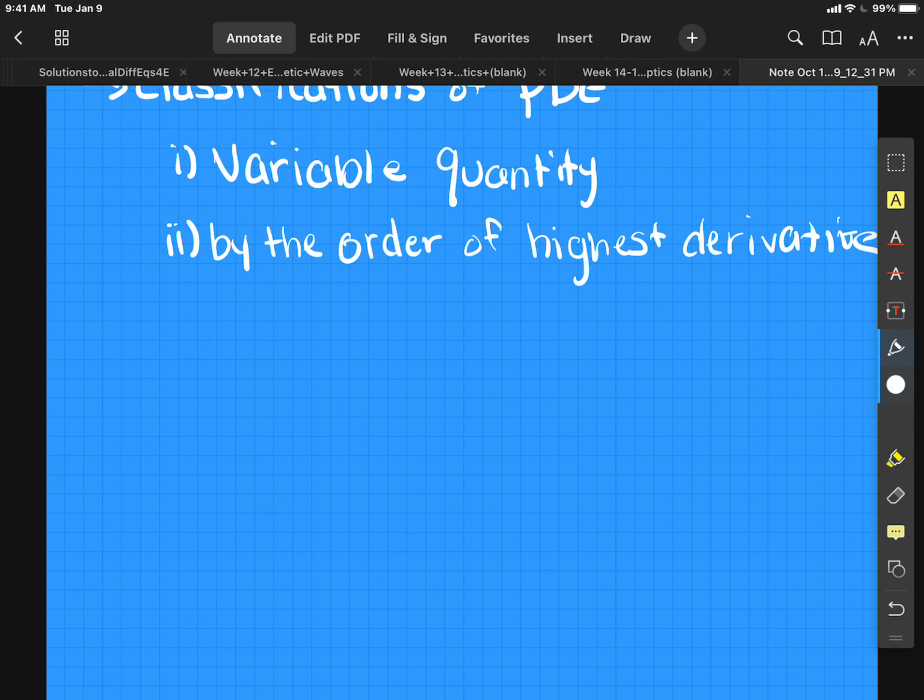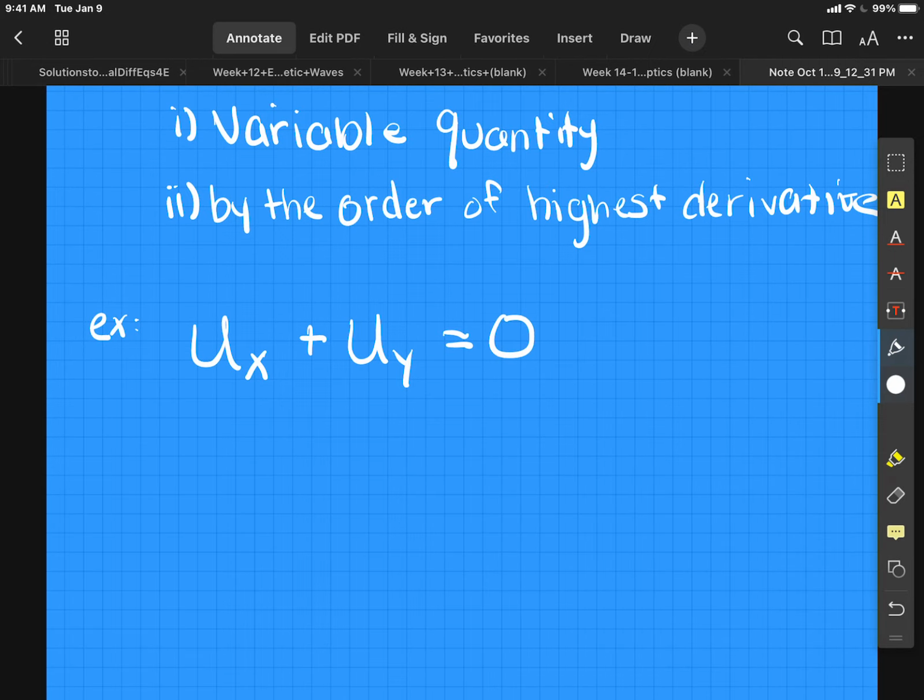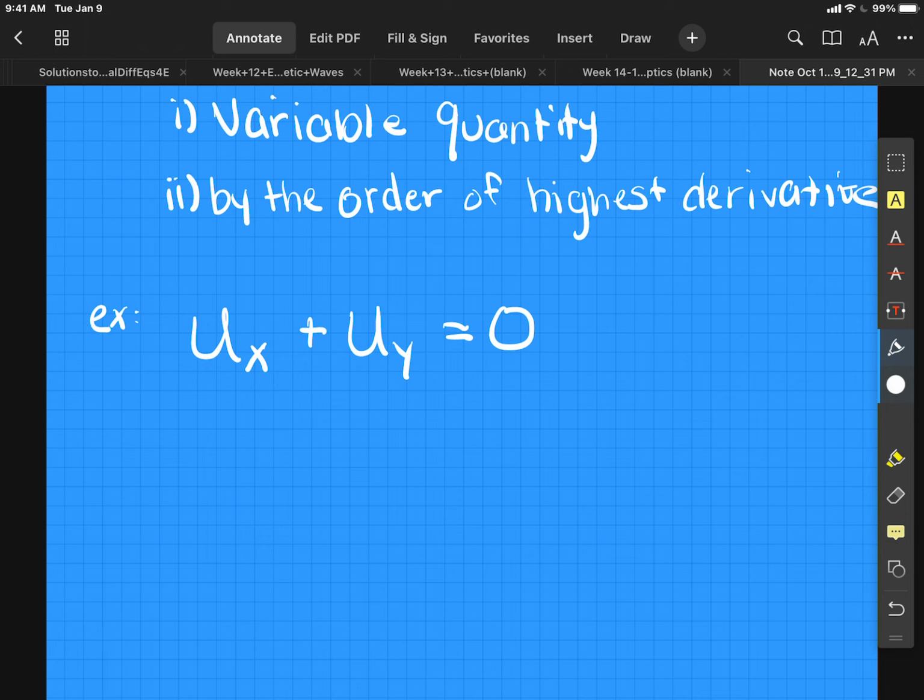For example, say I'm given, and I'll just write the example, say we have a function u, u sub x plus u sub y is equal to 0. As you can see, with an equation like this, since we're only dealing with the first derivative here, we would say that this equation is a first order partial differential equation.